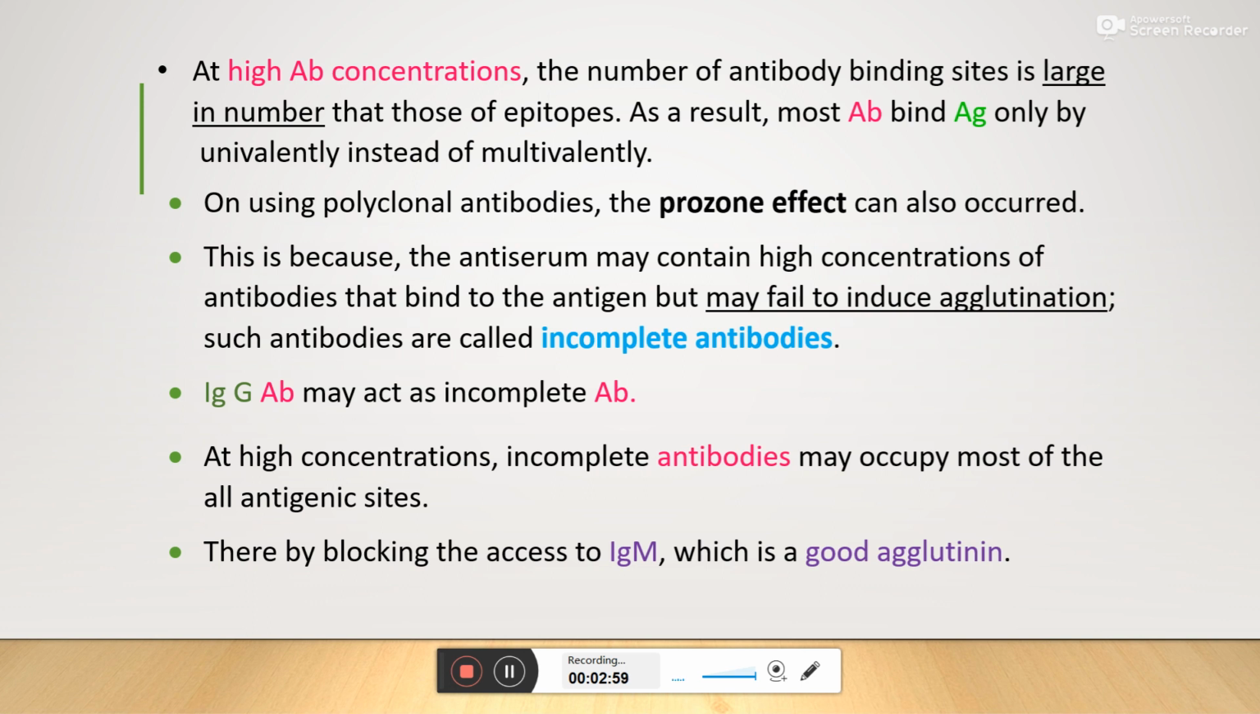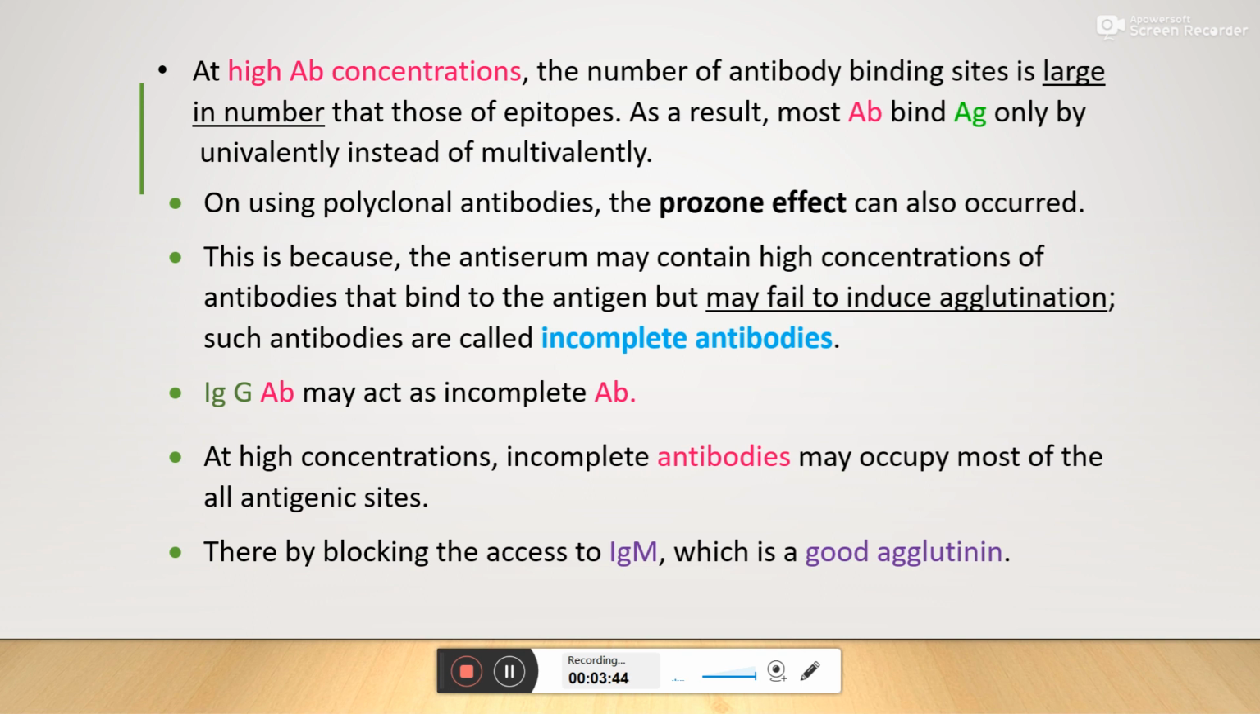There are two reasons. First, when the antibody concentration is high, the number of antibody binding sites is large compared to the epitopes of the antigen. As a result, the antibody binds with the antigen only univalently instead of multivalently. Because the antibody concentration is very high, they only bind univalently with the antigen, so it may fail to form the agglutination.